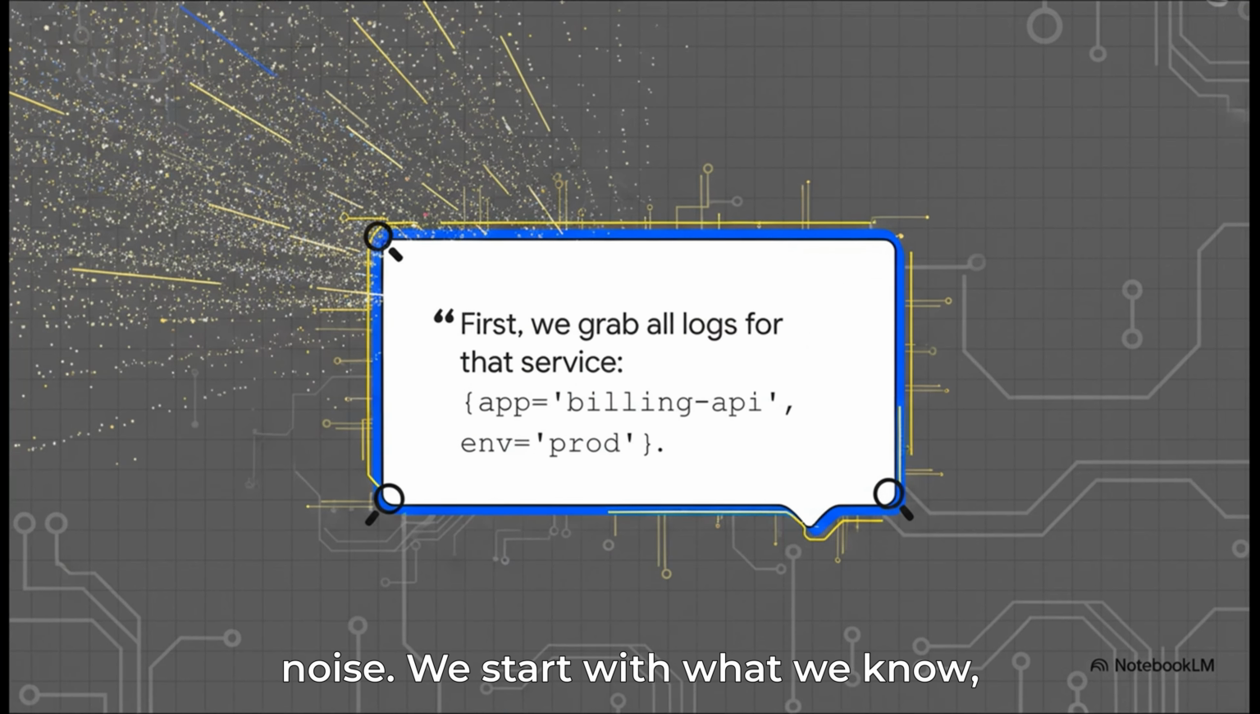We start with what we know. The billing API in the prod environment is the culprit. So, we punch in this selector. Just like that, we've cut through terabytes of logs from the entire company and are looking only at the one service that matters right now.